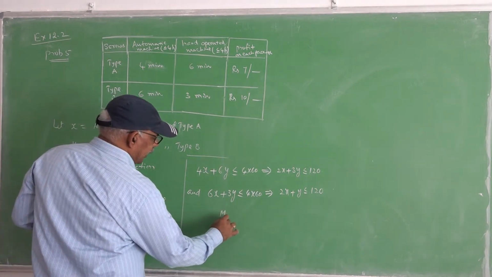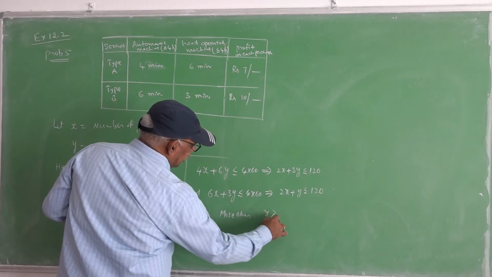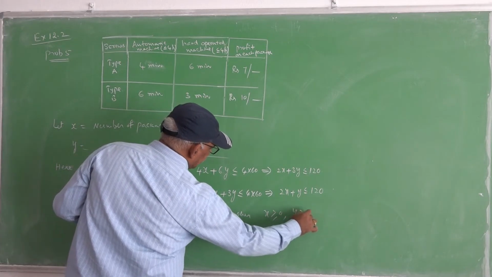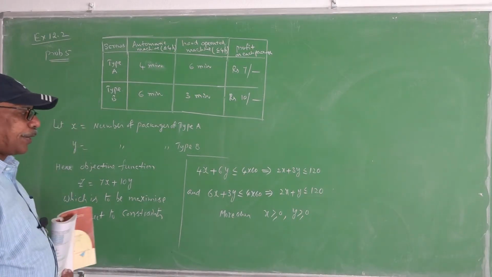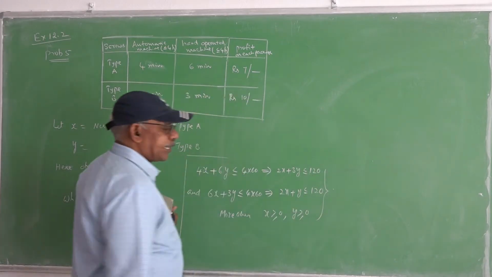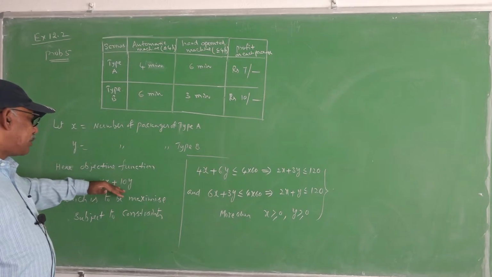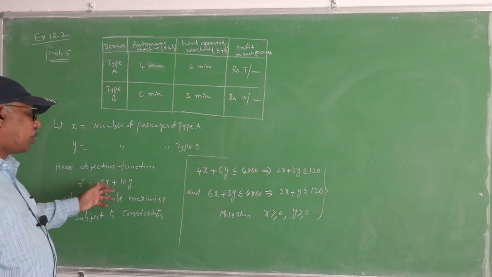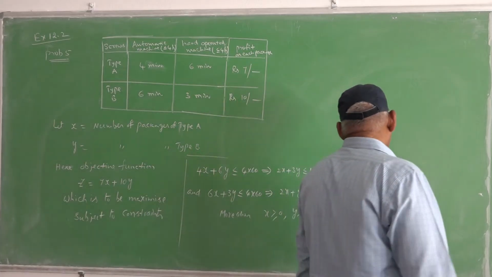Moreover, both x and y: x greater than or equal to 0 and y greater than or equal to 0. The number of packages here are always non-negative. So based on these constraints, one should maximize the function. To maximize this profit, what are the values of x and y? That should be determined here.